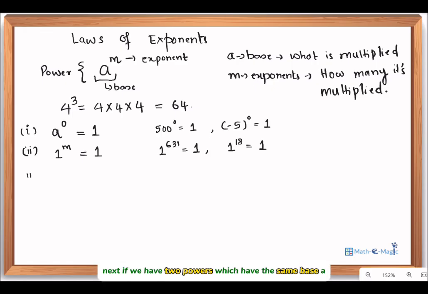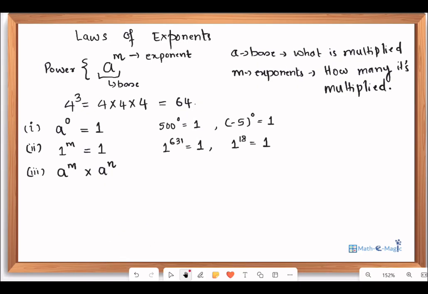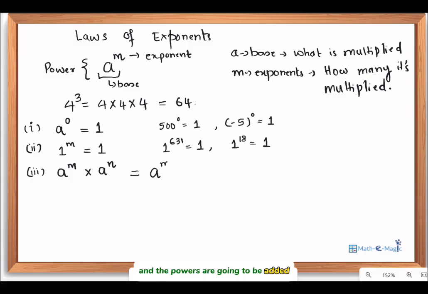Next, if we have two powers which have the same base a, so I have a to the power of m multiplied by a to the power of n. When two powers have the same base, are being multiplied, and have different exponents, the base stays a and the powers are added. So a to the power of m multiplied by a to the power of n is equal to a to the power of m plus n. The powers are added.